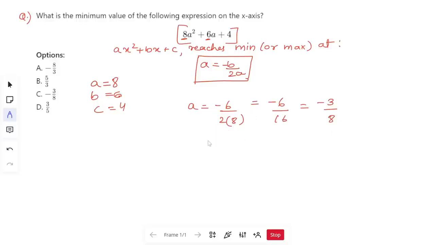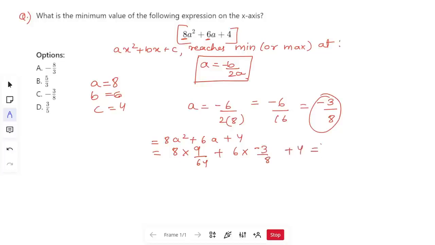Now we will start solving our equation. So see, 8a square plus 6a plus 4. 8a square means 8 into 3 3s are 9, and 8 is a 64. Basically I'm substituting this value in place of a, plus 6 into minus 3 by 8 plus 4. This will equal 72 by 64 minus 18 by 8 plus 4.